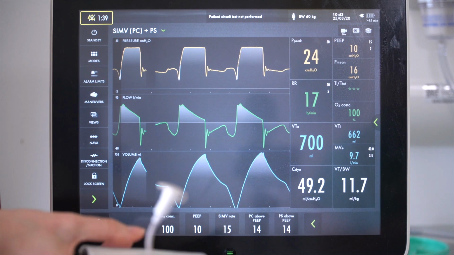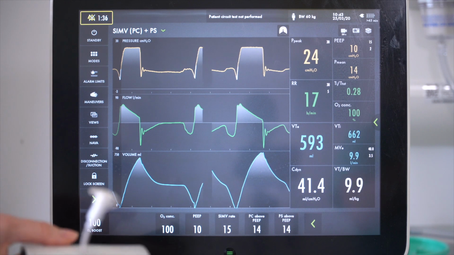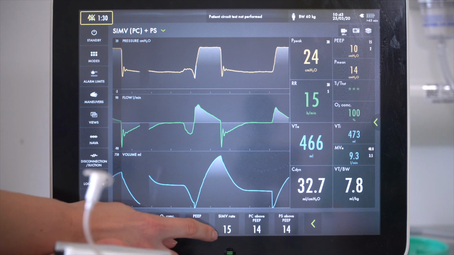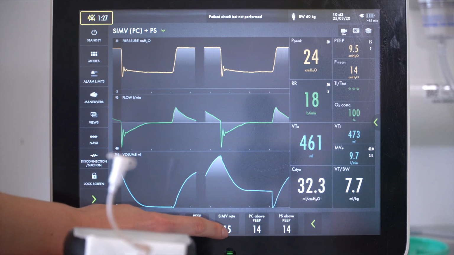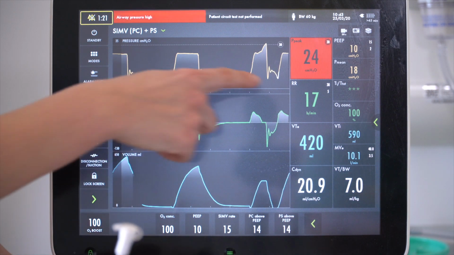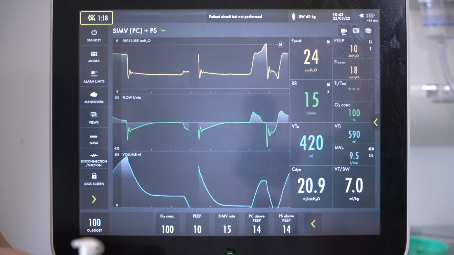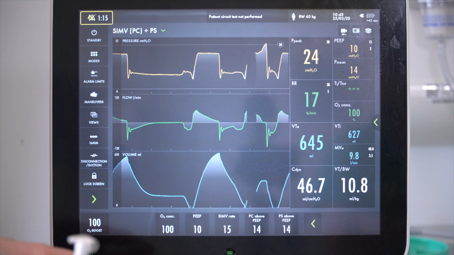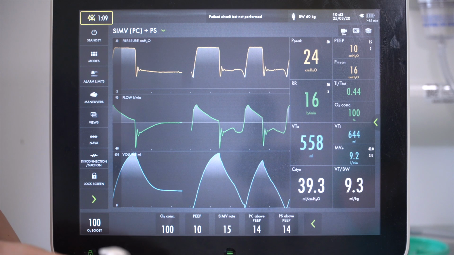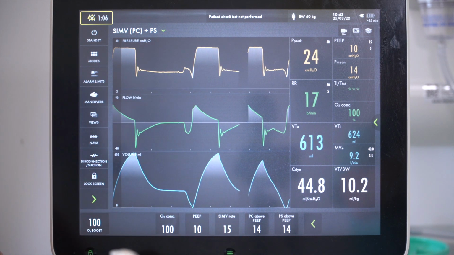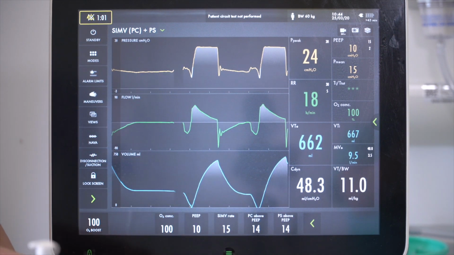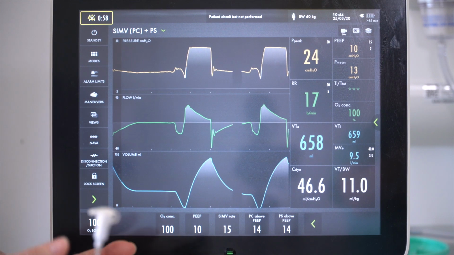The other way in which you know that the patient is triggering breaths is to look at the respiratory rate. In this mode of ventilation, on these current settings, the respiratory rate provided by the ventilator is 15. You can see that as the patient triggers a breath, the respiratory rate on the left-hand side increases. Therefore, you can see that at present, the patient is triggering 3 breaths. The respiratory rate at 15 remains constant in this mode of ventilation.